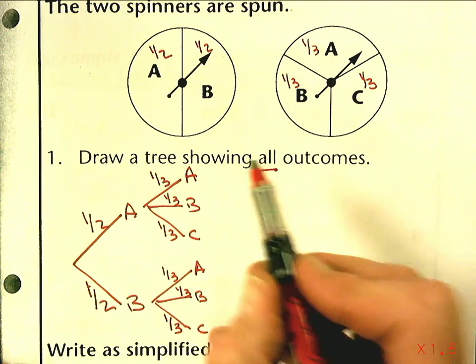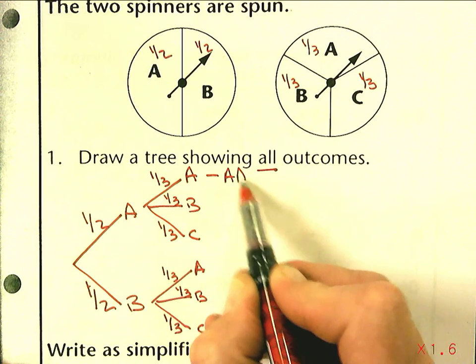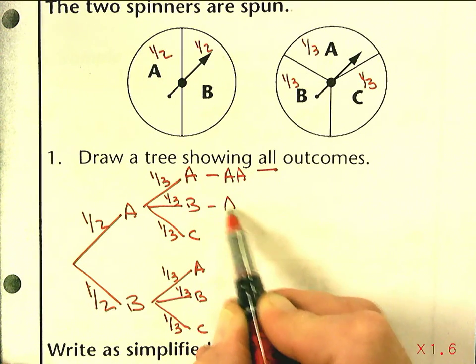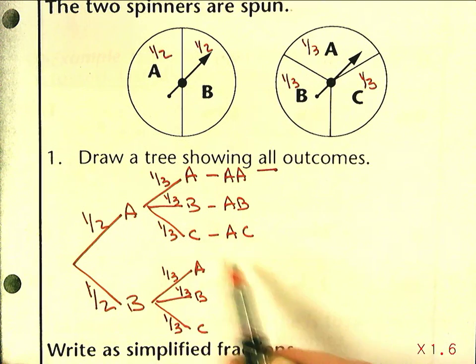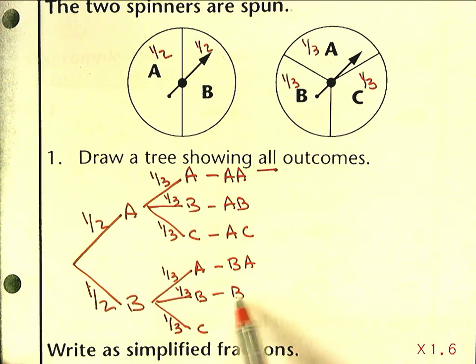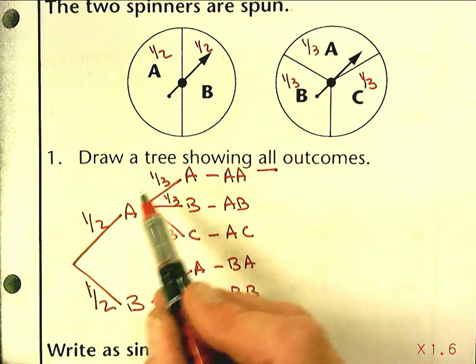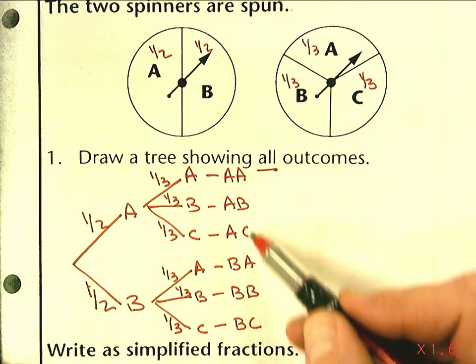And then we look at all the outcomes. So we could have had A and then A, and then B, A and then C, or B then A, B and B, or B then C. And in this case there is an order that matters, because this one has the A, B, and so these are your first spinner, and then these are your second spinner.